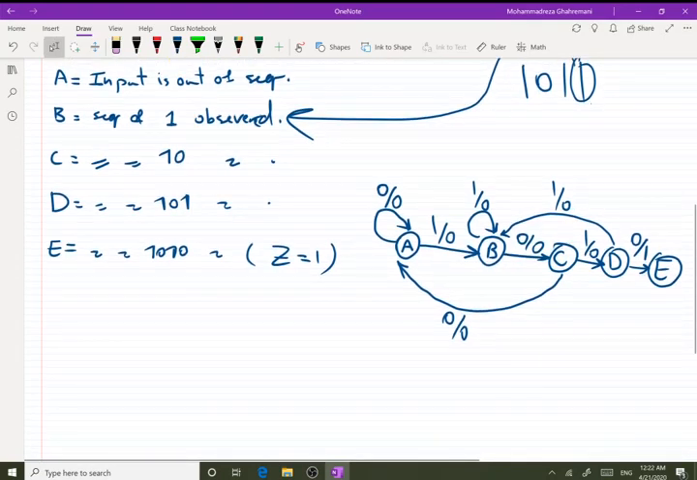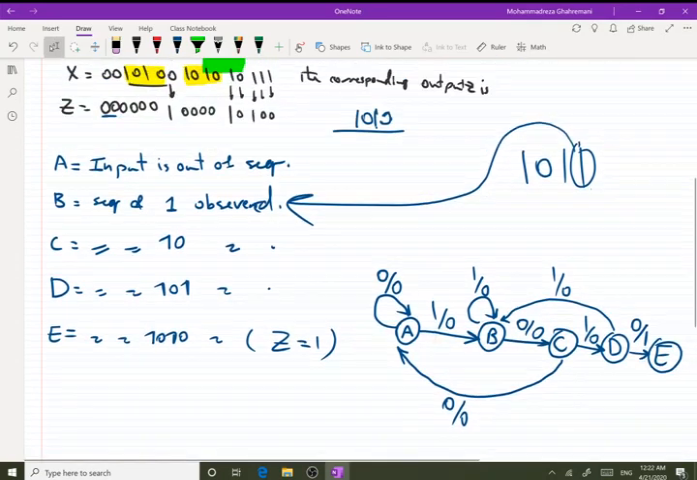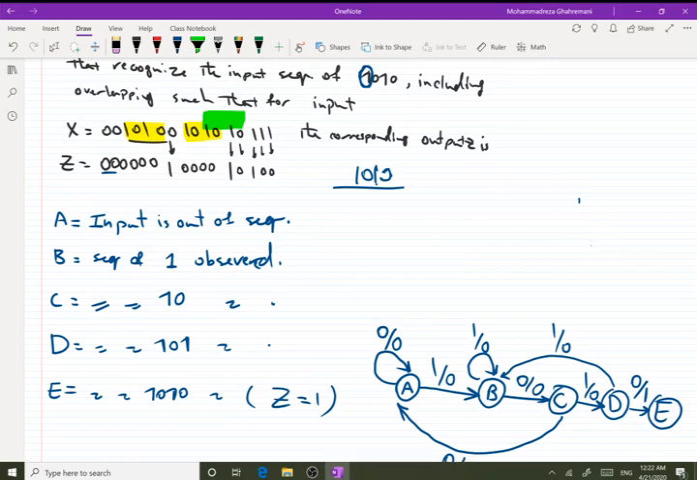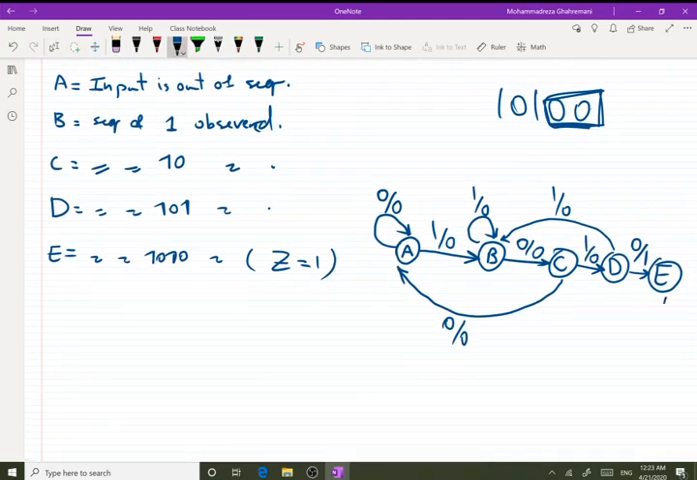Now let's say the system is in state E. So 1 0 1 0 is observed, and of course overlapping is allowed. So what if 0 is observed after that? We see that 0 0 is completely out of sequence, so the system will be returned to state A. So if 0 is observed, the system will be returned to state A.